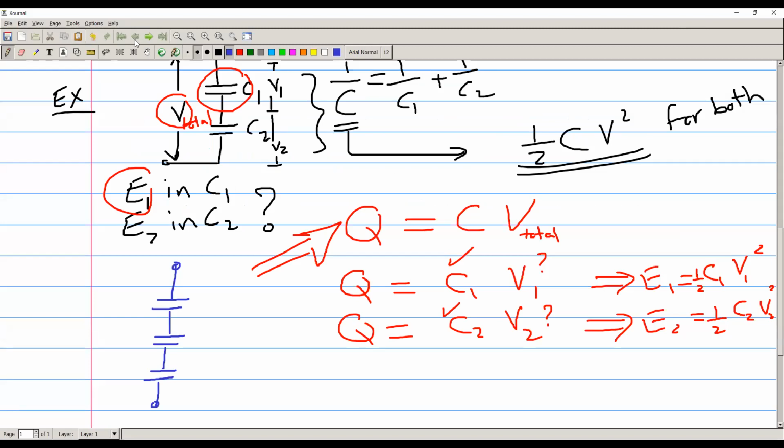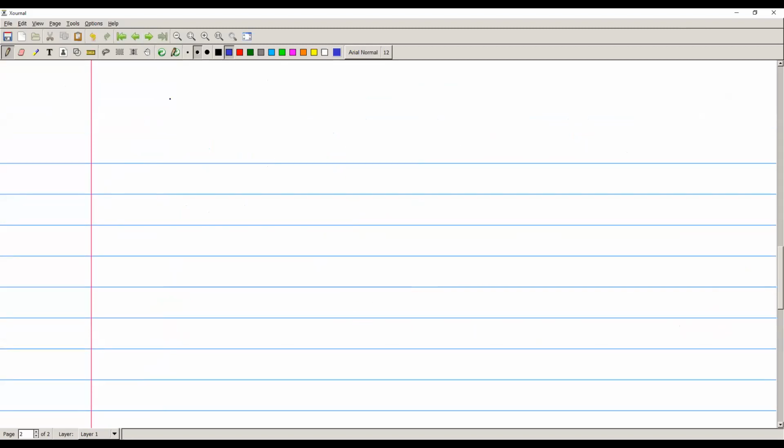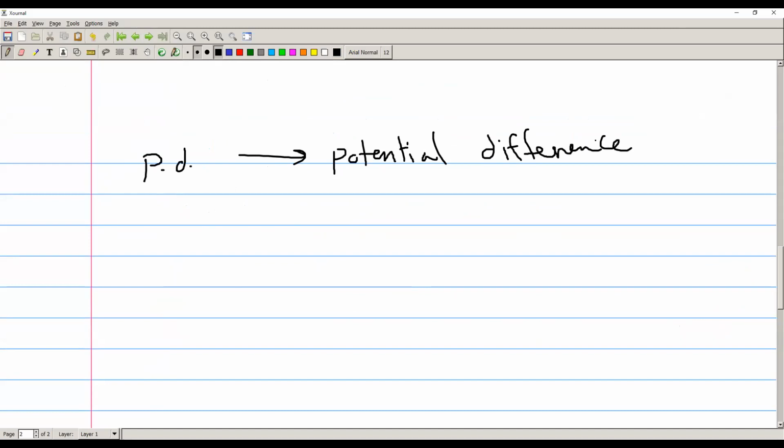Doctor, what's the meaning of PD? Potential difference. I'm sorry, the textbook actually uses this a lot. Potential difference, PD, is one of the common abbreviations in the textbook. Yeah, sorry, I forgot it. That's fine.